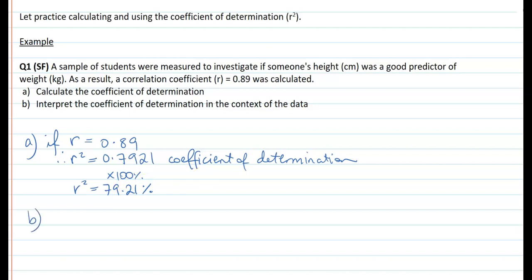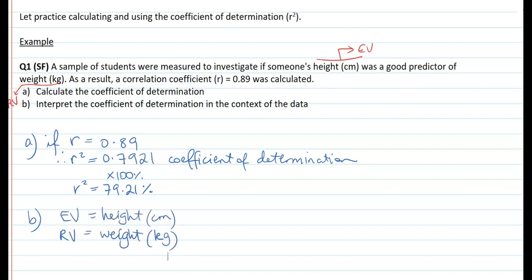79.21%. For part B, it's essential that I identify in the scenario which variable is the explanatory and which is the response. So if I read the question carefully, a sample of students was measured to investigate if someone's height was a good predictor of weight. So logically that means height is our explanatory variable and weight is our response variable. So if I'm interpreting the coefficient of determination in the context of this data, an R-squared value of 0.7921 can be interpreted as 79.21% of the variation I see in the weight can be explained by the height of someone.